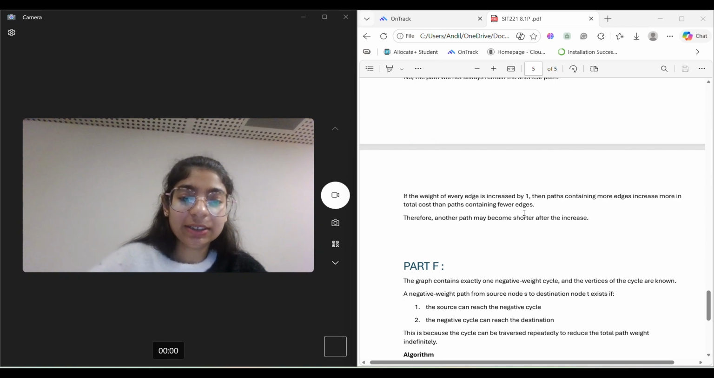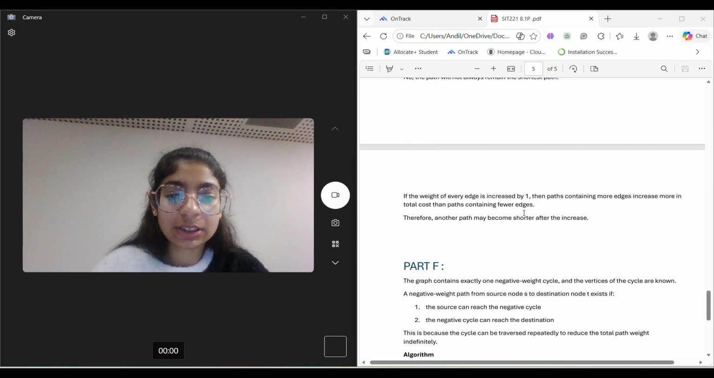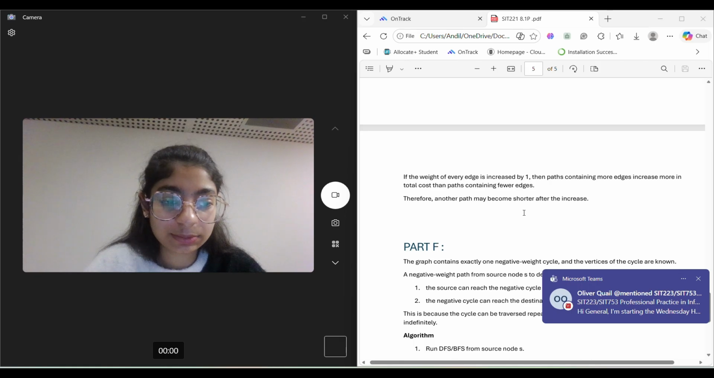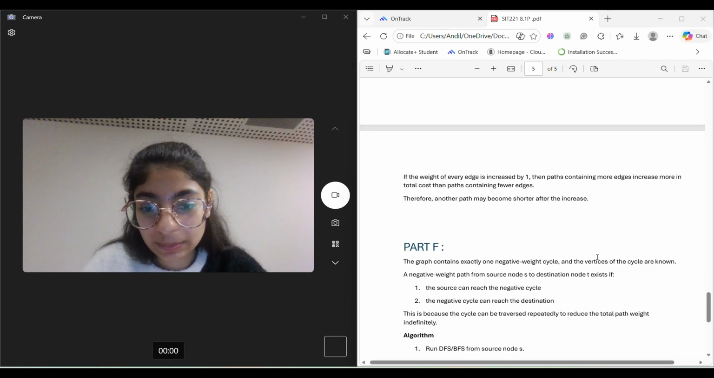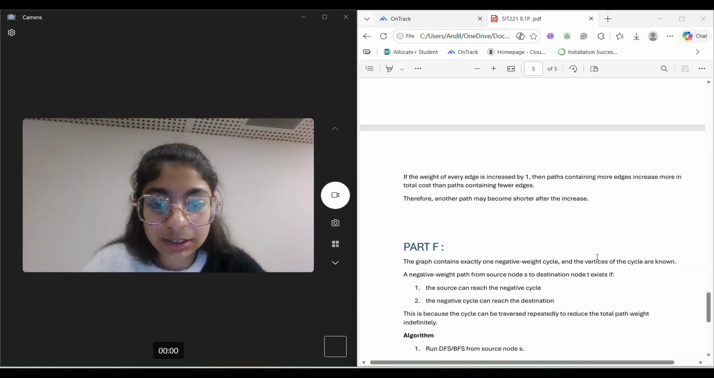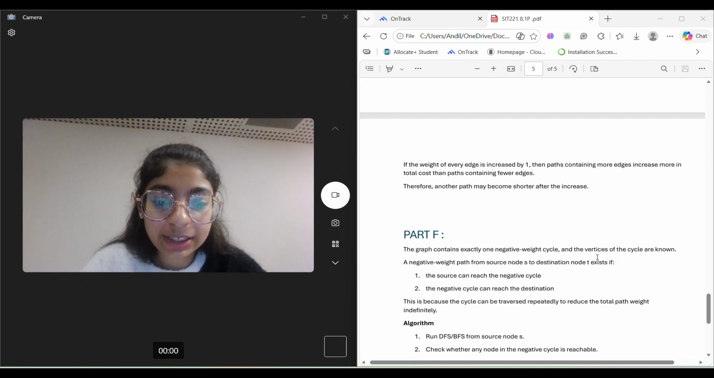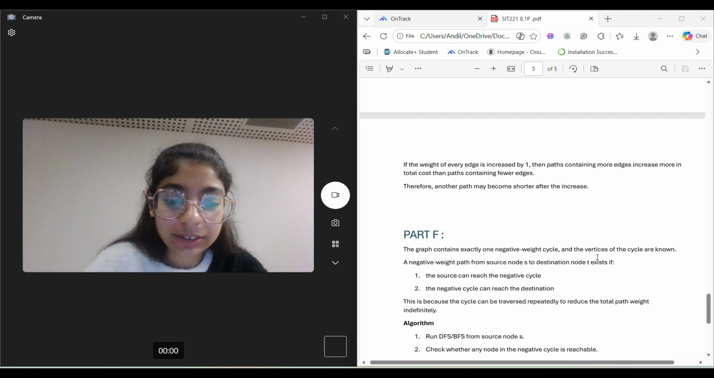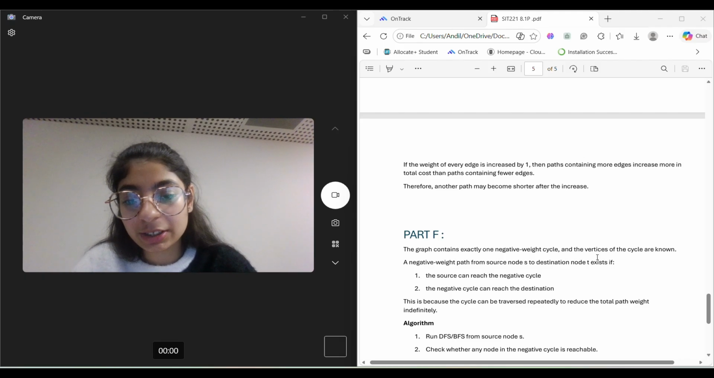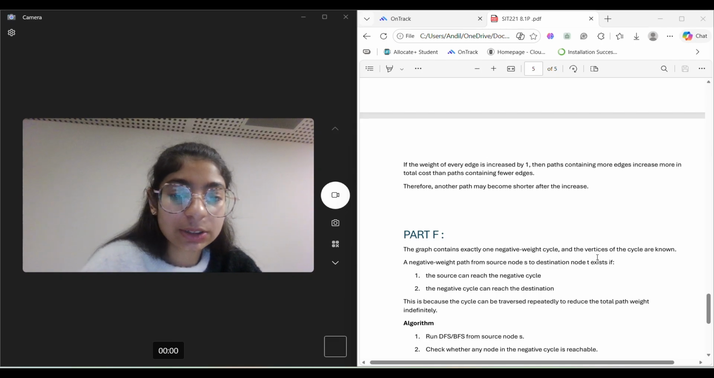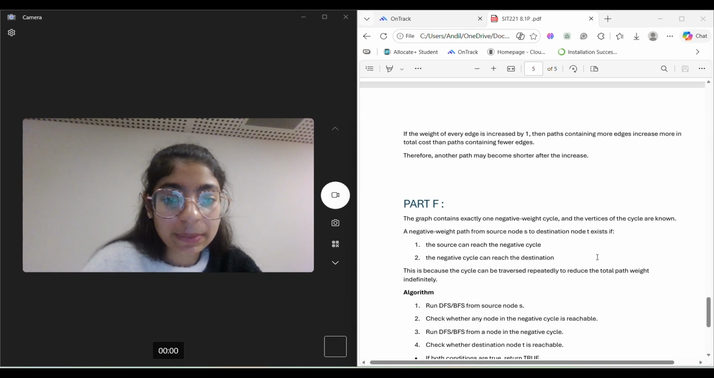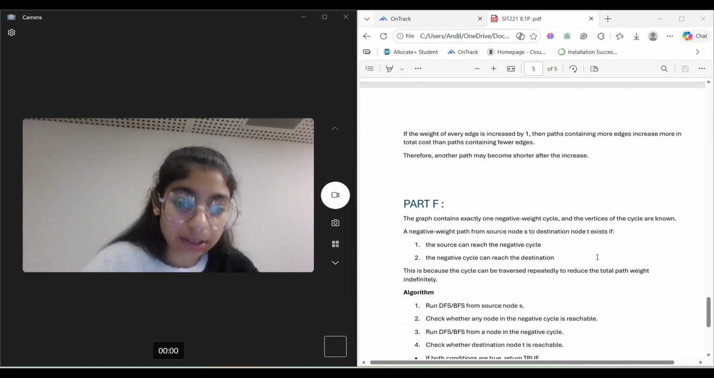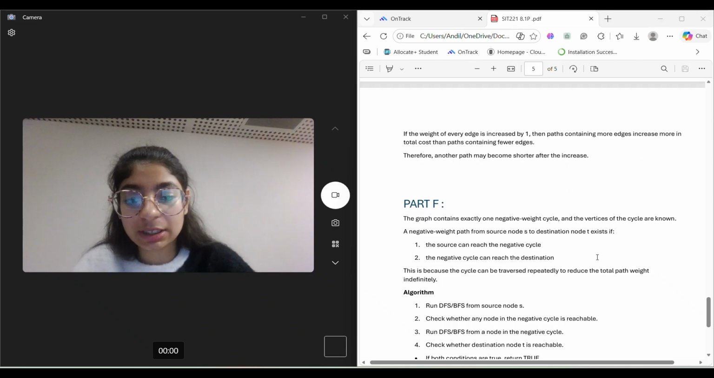In part E, I have increased all the edge weights by 1. So the answer is no. When every edge gains an extra cost of 1, paths containing more edges receive a higher increase in total weight. As a result, the path that was previously shortest may become more expensive than another containing fewer edges.